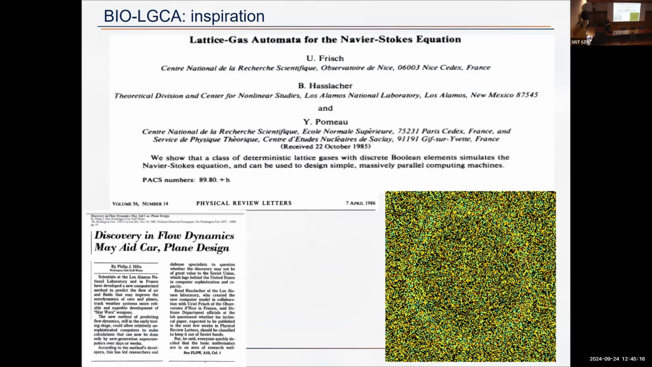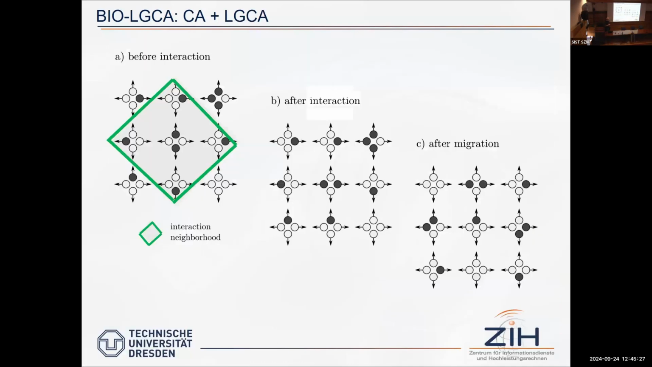It was a big surprise that in the 80s, these authors found a very simple automaton rule which can simulate the Navier-Stokes equation. And we stole the idea, we couple the classic cellular automaton with a fluid dynamical cellular automaton. So we have a channel structure in each lattice node, we can change configuration, and then each agent moves in the corresponding direction on the lattice. That's all.